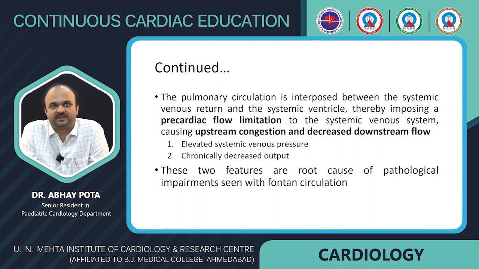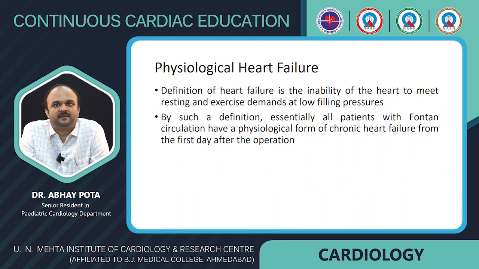So basically 2 issues are there. There is upstream congestion and decreased downstream flow. This leads to elevated systemic venous pressure and chronically decreased cardiac output. These 2 features are the root cause of the pathological impairment seen with Fontan circulation. What are these 2 features? Elevated systemic venous pressure and chronically decreased output.